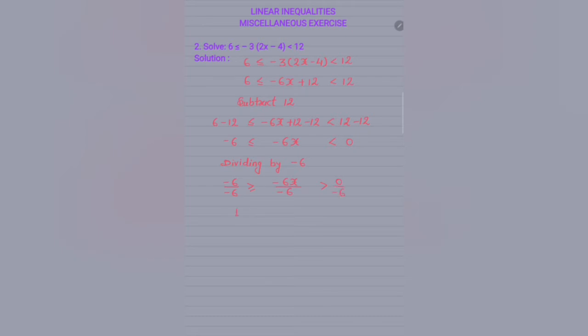So 1 greater than or equal to x greater than 0, or we can write 0 less than x less than or equal to 1, that is, x lies between 0 and 1, where 0 is excluded and 1 is included. 0 less than x, the value of x is greater than 0 but not 0, and less than or equal to 1, that is 1 or less than 1.